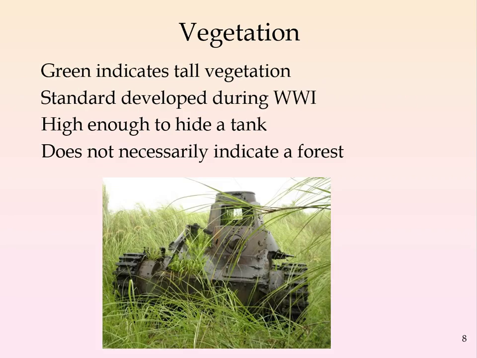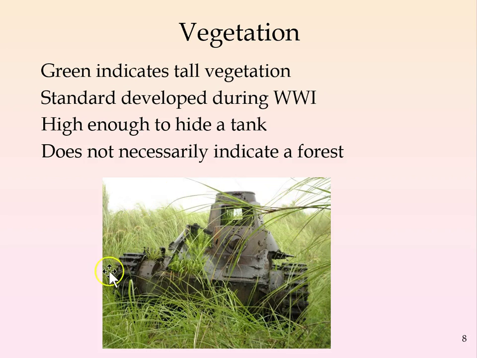So just another brief comment about vegetation. Topo maps began to emerge in the late 1880s. They became very popular with the military during World War I, when they started teaching the troops how to read topo maps. And so at that time, green came to represent grass or trees that were tall enough to hide a tank.